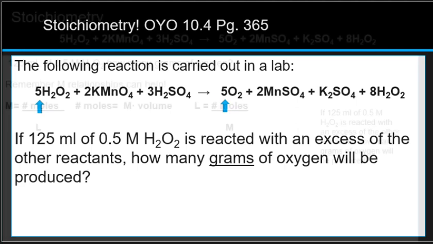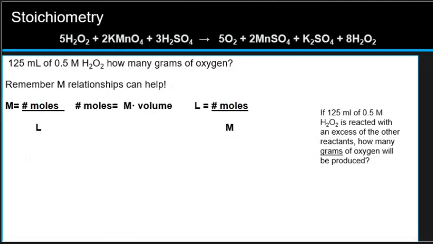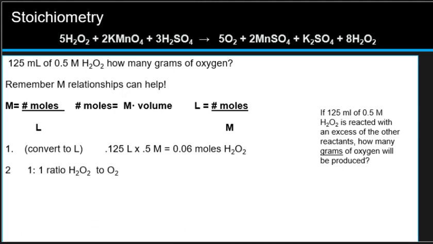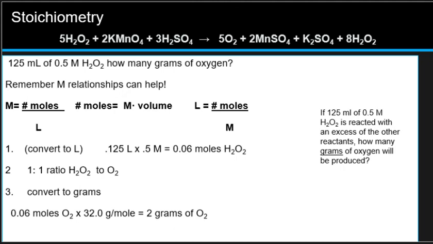Okay? All right, so we're going to go through this. Remember, our molarity can help. First thing I think we have to do is make our 125 into liters. Is that right? Yeah, convert to liters. There it is. And then I'm going to just plug it into the formula now and find my number of moles. So now I have my number of moles of H2O2, 0.06. And since I know that I have a one-to-one relationship of H2O2 to O2, I know that I have 0.06 moles of O2.